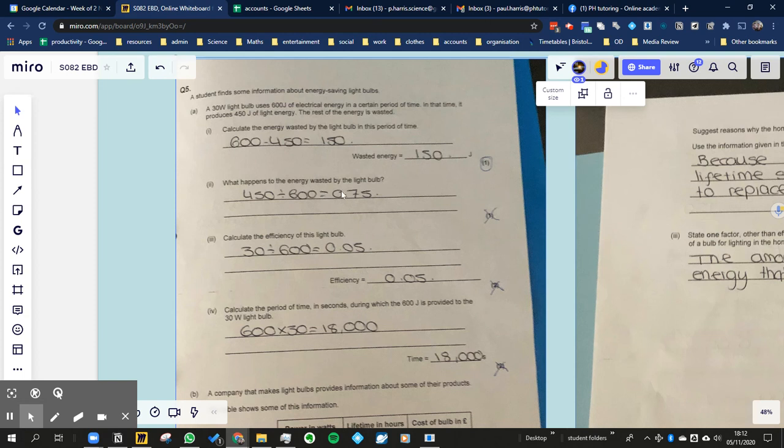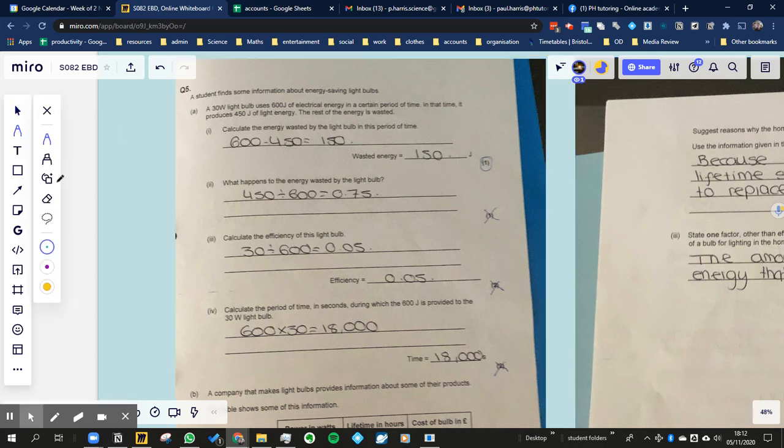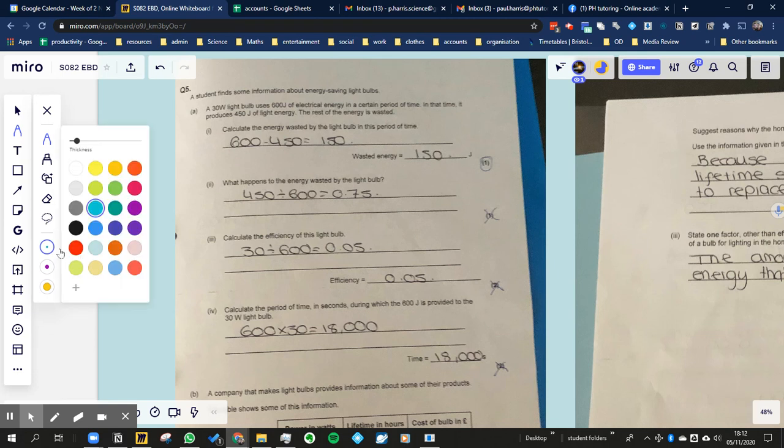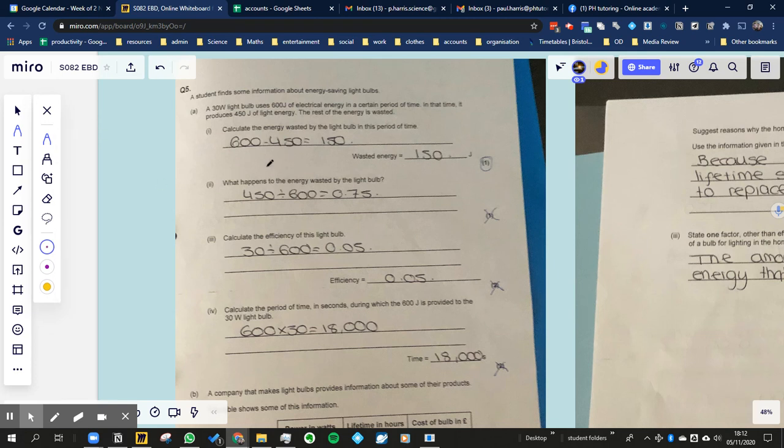Let's start off with what happens to the wasted energy. So there is going to be some energy wasted. It lost 150. It's saying, where did that go? Yeah, so the energy that's produced is heat. However, that doesn't fully answer the question, unfortunately, because it still doesn't explain where it went. But you're right though that the energy transfer would be electrical to light and heat. It is a light bulb, yeah.